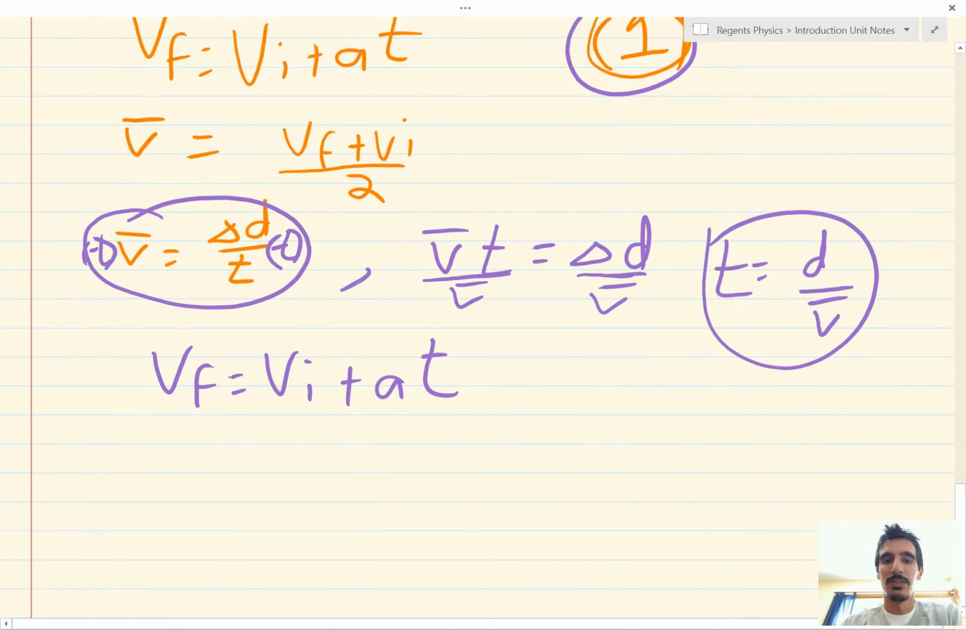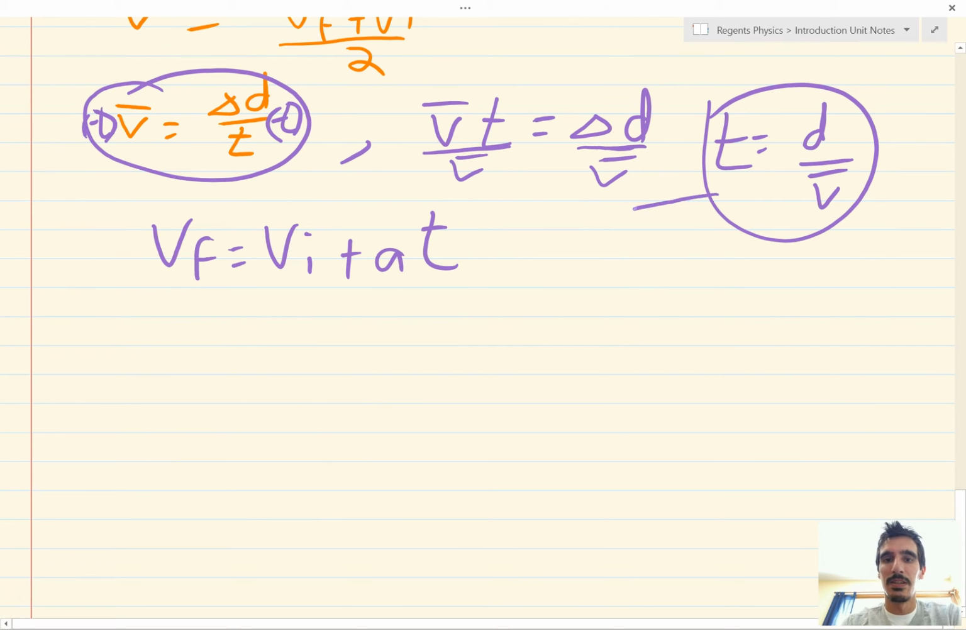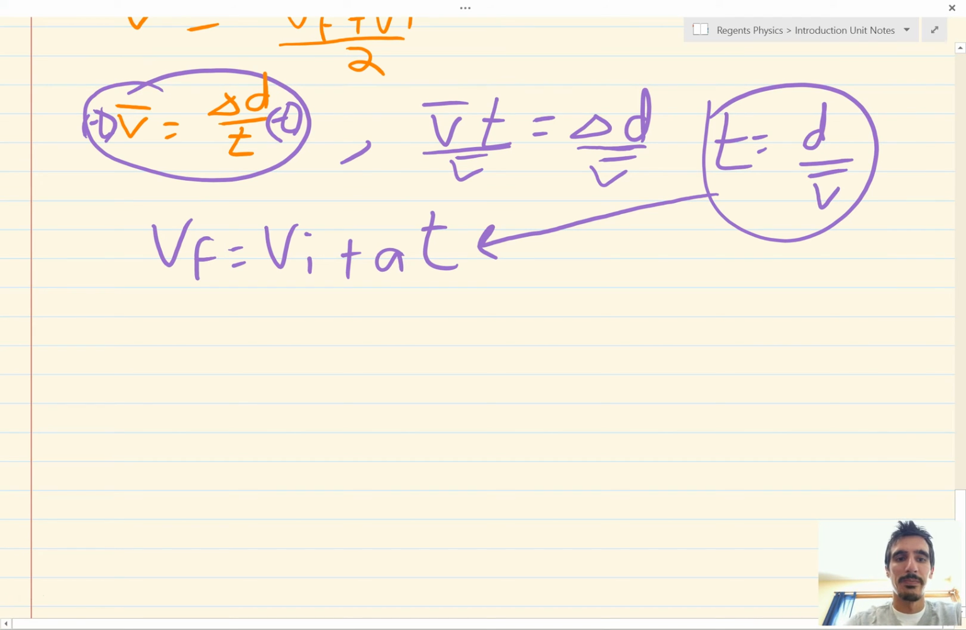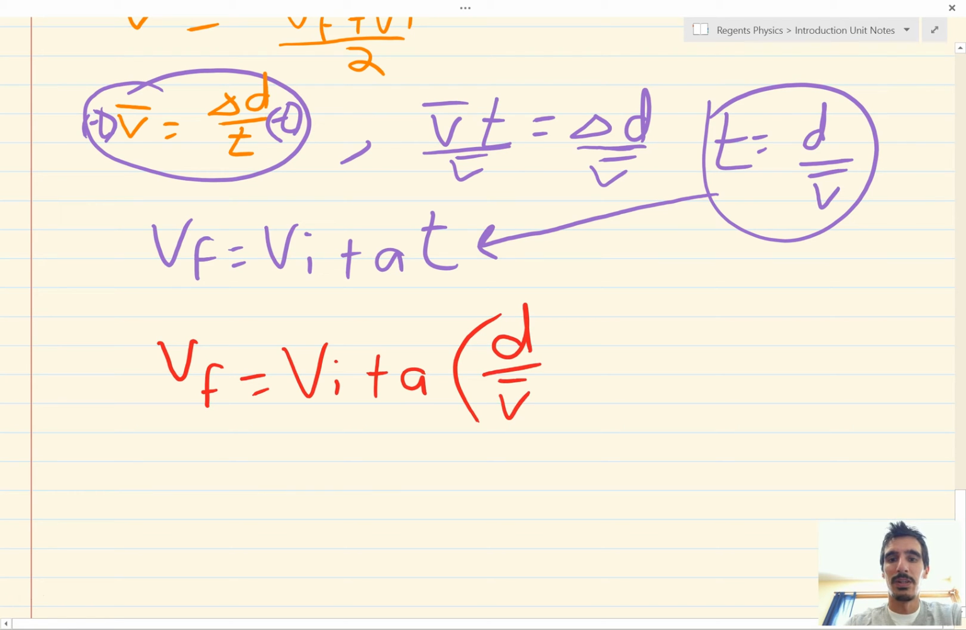So we'll take this and look at, we see a t in this equation, VF equals VI plus AT. So wherever we see a t, we're going to plug in d over average velocity. VF equals VI plus A times d over average velocity.